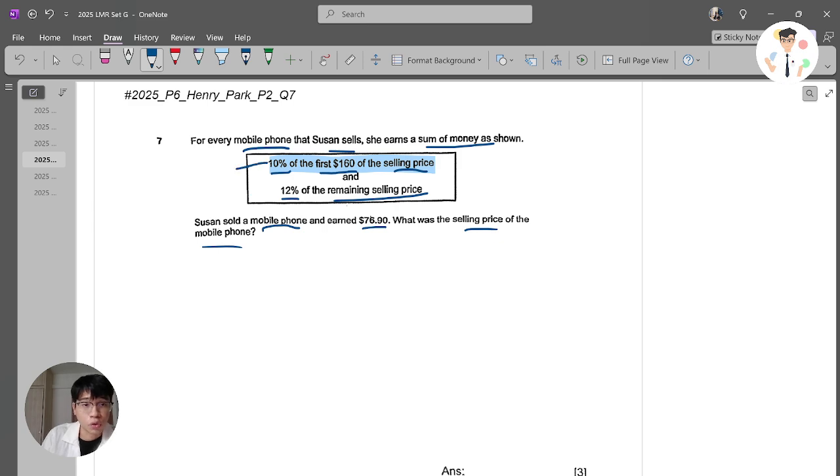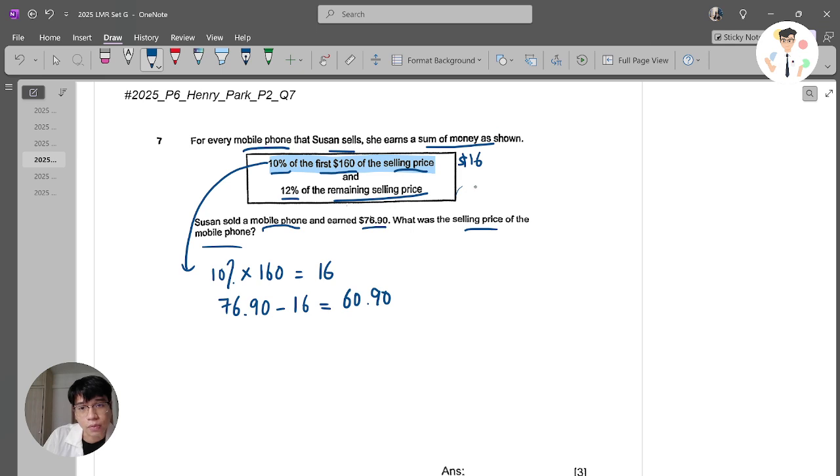So again, as I told you, this part is definitely fixed. 10% of 160, I know it's $16, right? Means that she actually earns $16 from this requirement and a certain amount here, and they add up to be 76.90. So what I need to do is to use 76.90 minus 16, which I found out is $60.90, which is this part. This is the amount I earned from the remaining selling price.